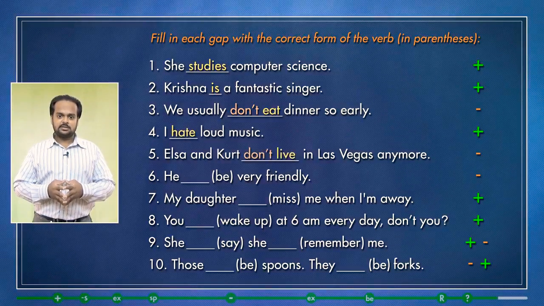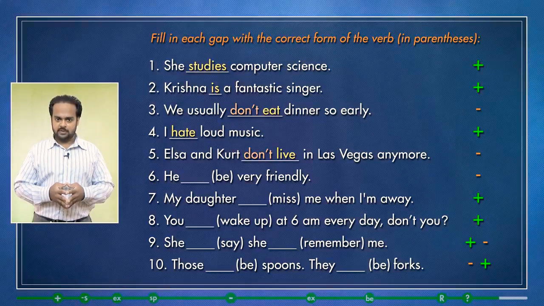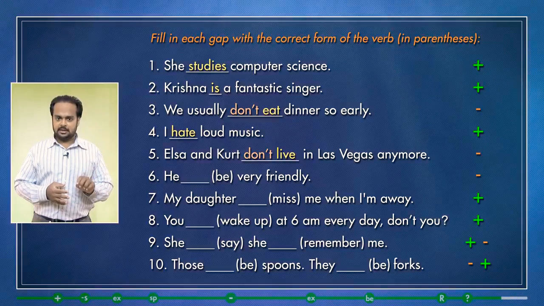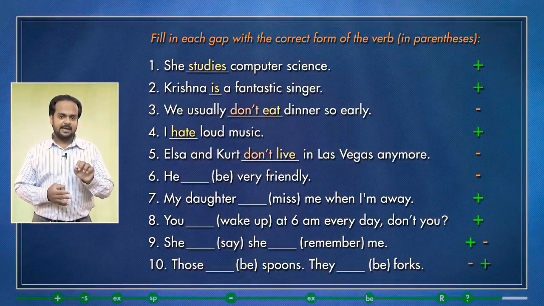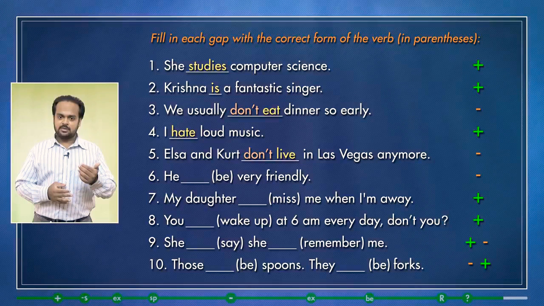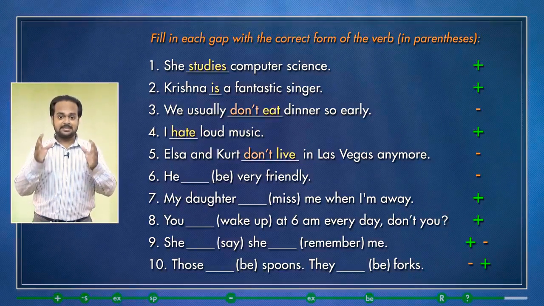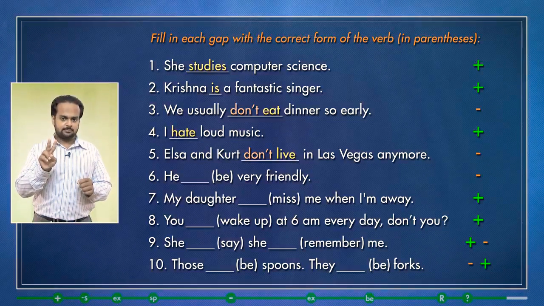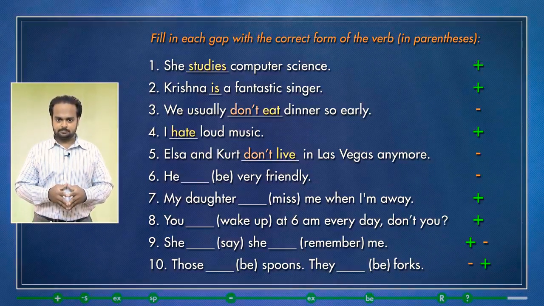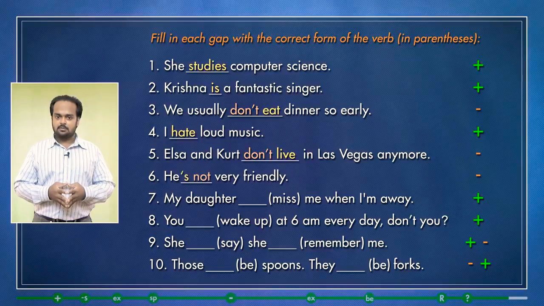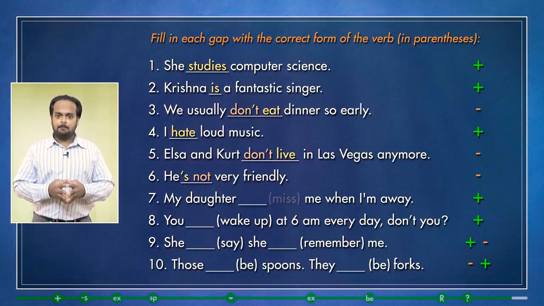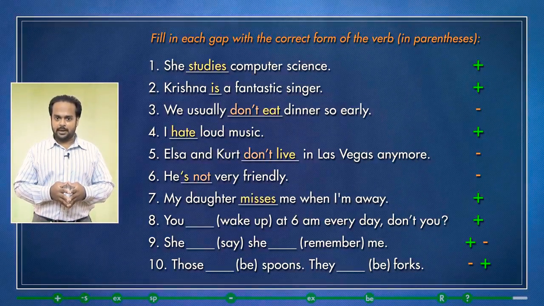Number 5, Elsa and Kurt don't live in Las Vegas anymore. Be careful when there are 2 nouns like this in a sentence. Some people make the mistake of saying doesn't because they're thinking about Elsa and Kurt as singular nouns. But because they're 2 people, they're a plural subject. So don't is correct. Number 6, he's not very friendly or he isn't very friendly. Both are okay.